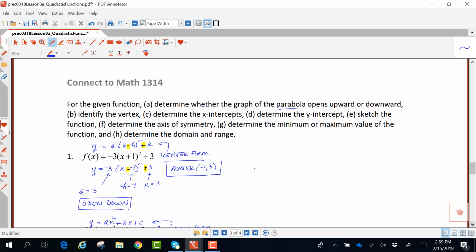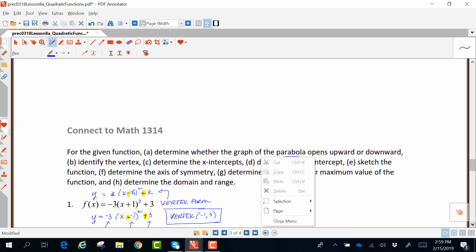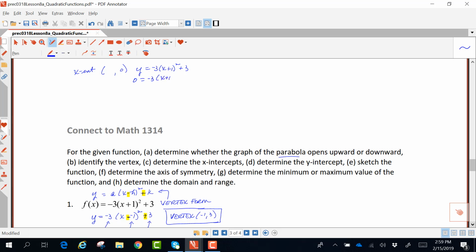To have a little more space, I'm going to work above the question so that I can still see my equation. Now it asks me, what are my intercepts? Well, my x-intercepts, however many there turn out to be, will be a point where the y value is 0. My given equation is y equals -3 times (x plus 1) squared plus 3. If I replace the y value with 0, I will then need to solve for x.